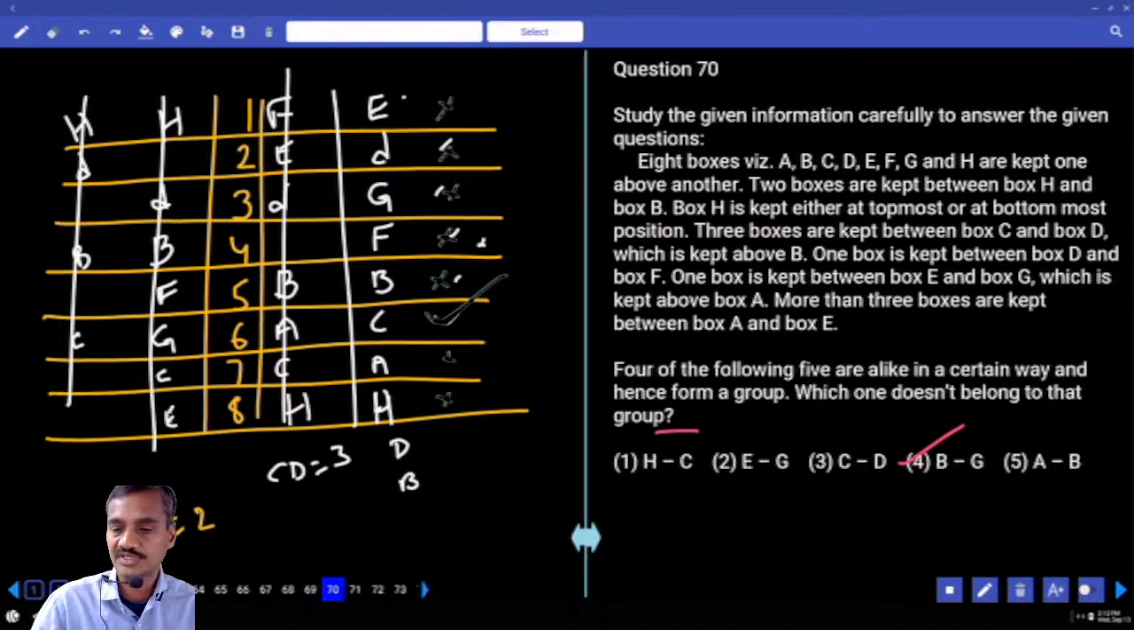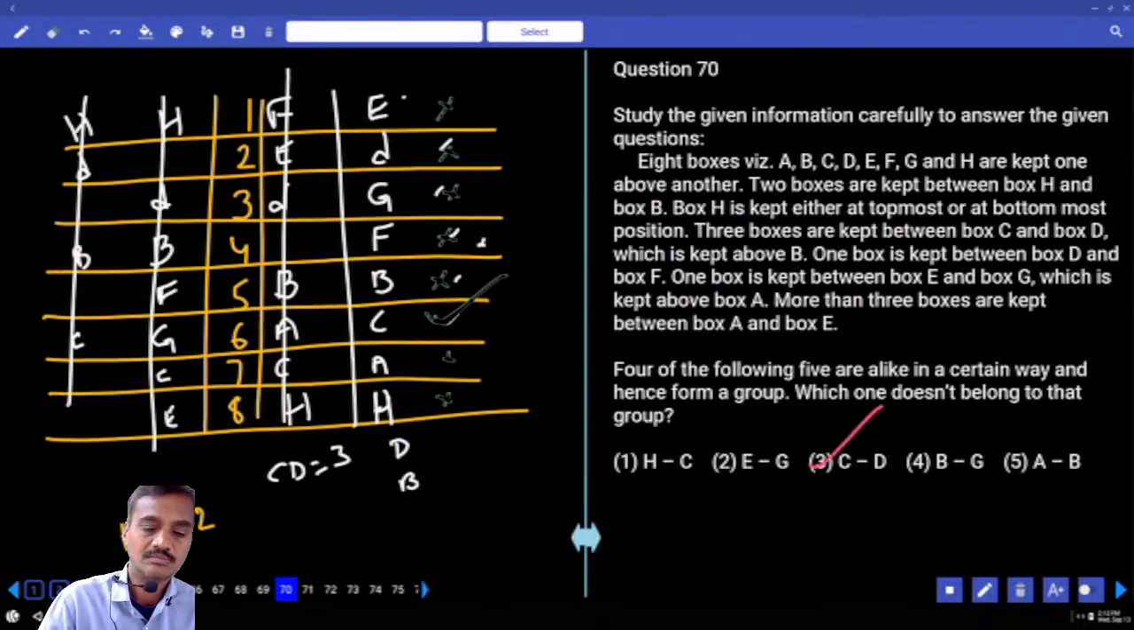The next one, 70th. Four out of the following means odd one out. Between H and C there must be exactly one box. E and G, there is exactly one. C and D, more than one box, that is 3 boxes. That is choice 3, question number 70.